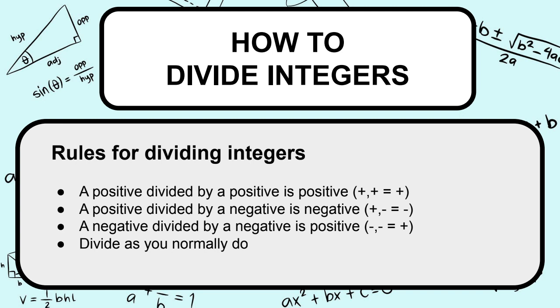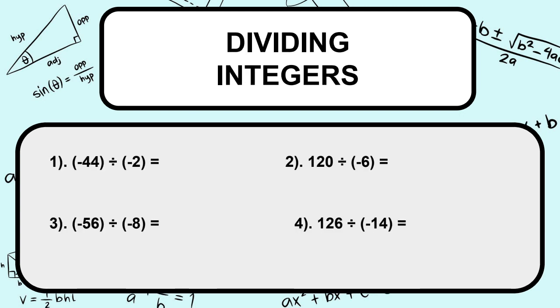But let's look at some examples right now. So our first example is negative 44 divided by negative 2. That's a negative divided by a negative. We just covered that. The answer is going to be positive, and in this case, your answer is a positive 22. Awesome. Let's move on to number 2.